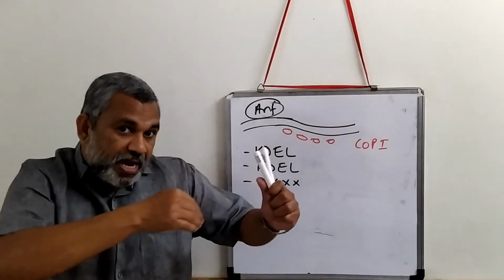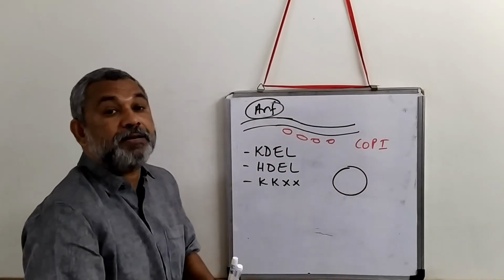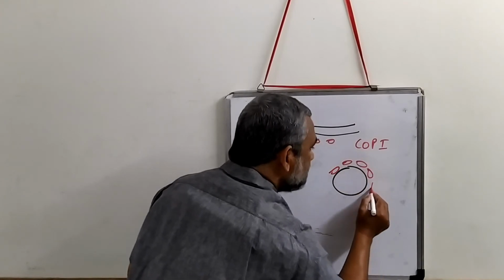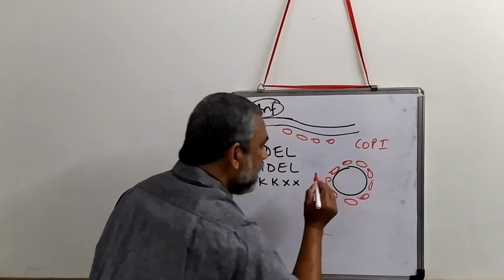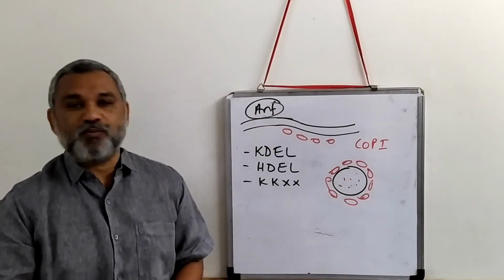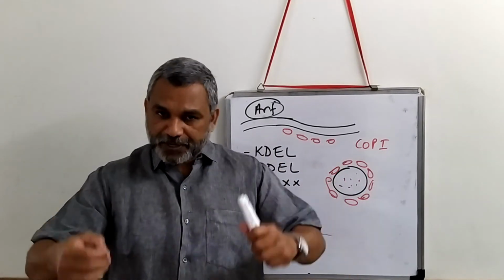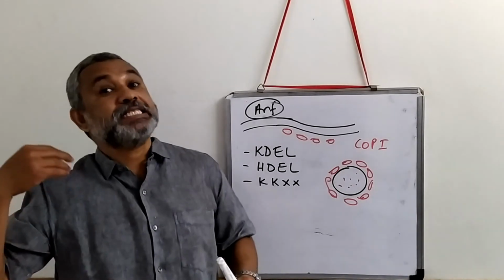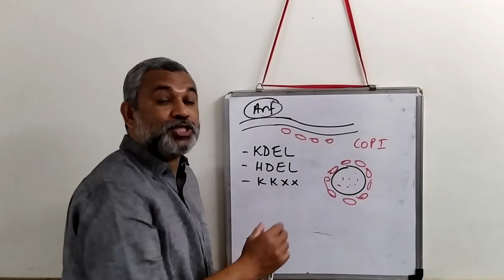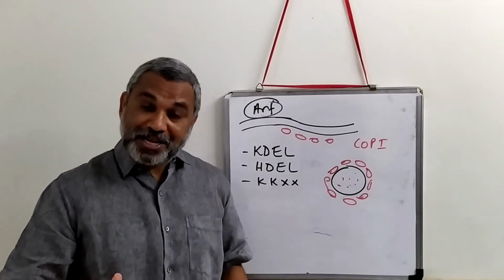Now the coat proteins assemble, and finally it becomes a vesicle. So this will have the coat proteins around it, and this is the coatomer. We have looked at the structure, and this is with the cargo. This is how the COP1 vesicle is formed, and it pinches off from the membrane. Now it is ready to be transported. The next step is to remove the coat, uncoating.